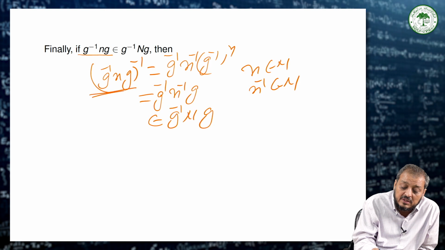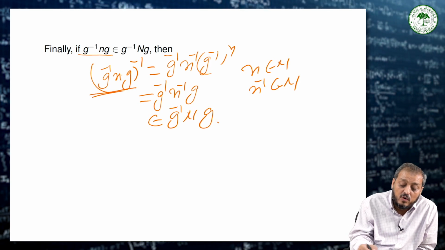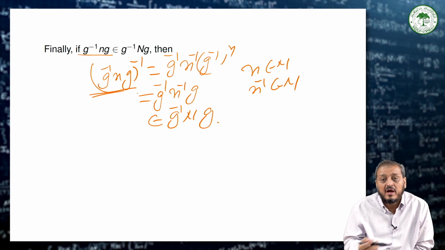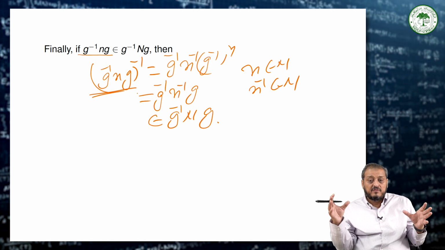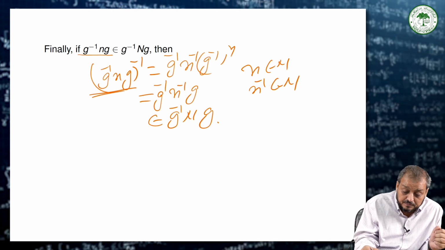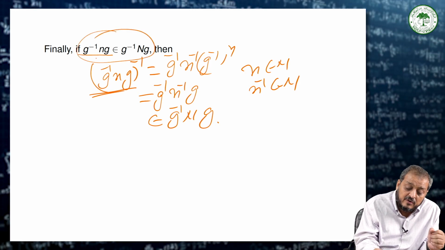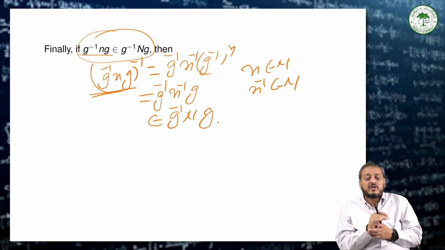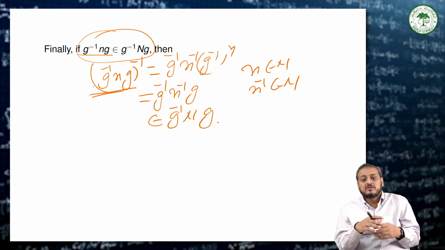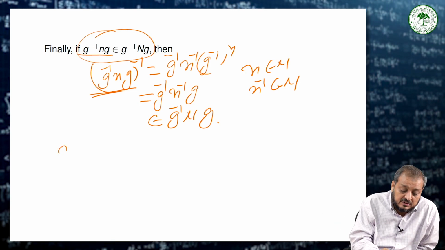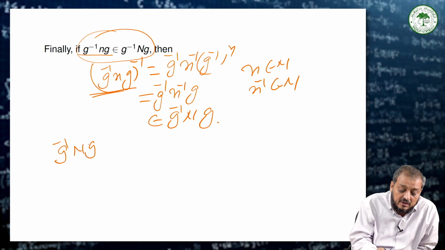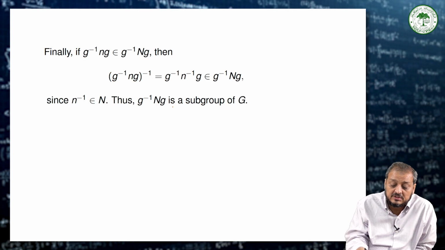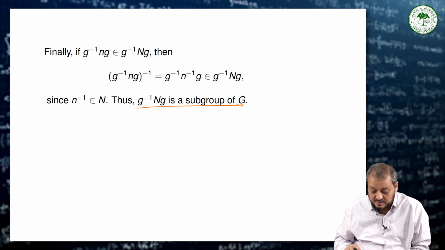This means this element is an element of this set, and if we take the composition of this, it gives the identity element. This means that if an element is in the set, its inverse also belongs to the same set. So they satisfy all the properties of a subgroup. So clearly g inverse Ng is a subgroup of G. Okay, so this is a subgroup of G. We can simply say that.